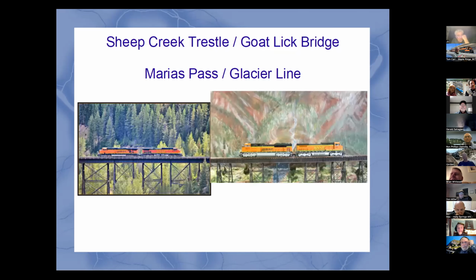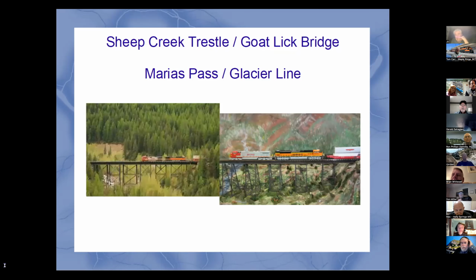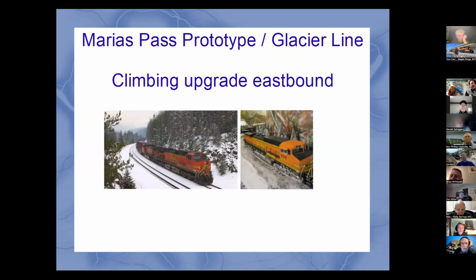Just another shot. And we have a lot of rolling stock on the Glacier Line, so these pictures were able to give you a pretty good idea of it. You can see the similarities there in the photographs. This is a spectacular area too. Not only is it beautiful, it's got a railroad, and so I really enjoy being there. Up here in Marias Pass.